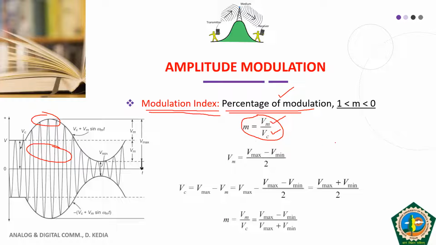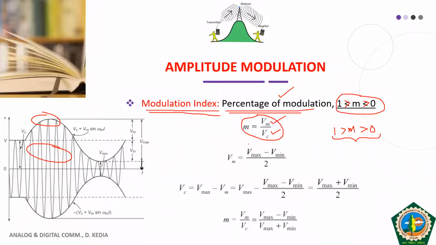Practically, the value of modulation index lies between 0 and 1. So it is greater than 0 and less than 1. I'm sorry, I have used the wrong sign here. It should be the reverse way. m should be less than 1 and m should be greater than 0. So the value of modulation index lies between 0 and 1.